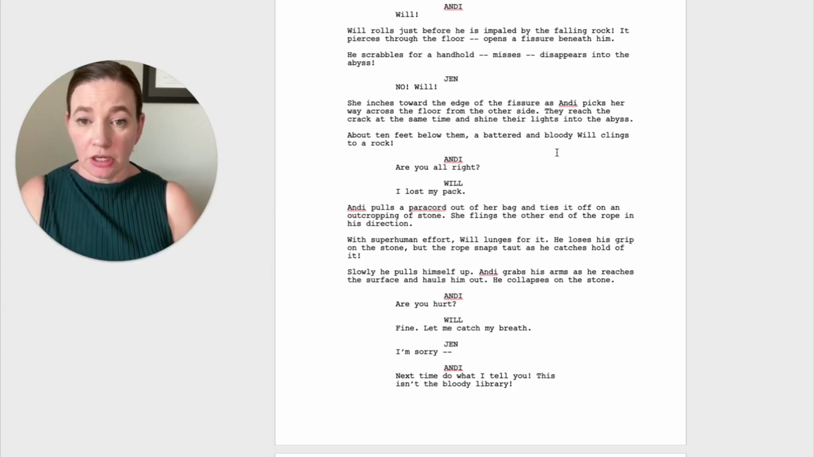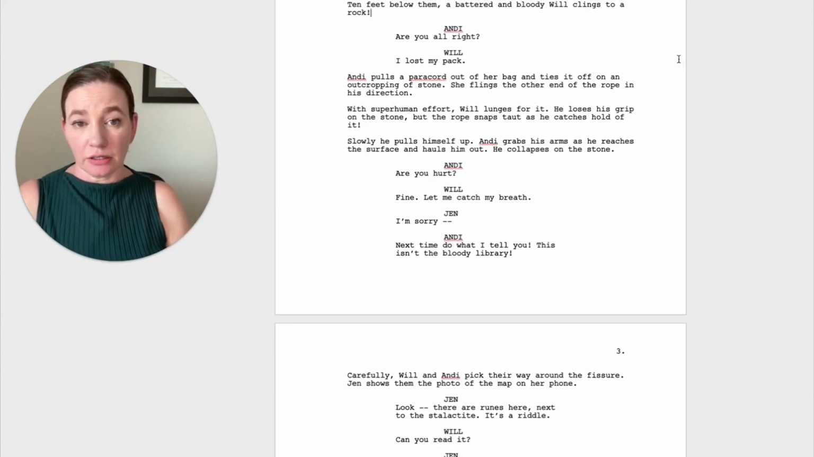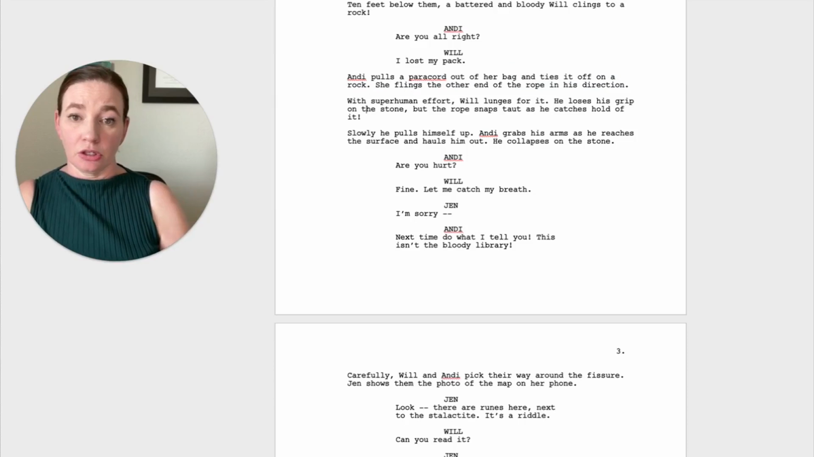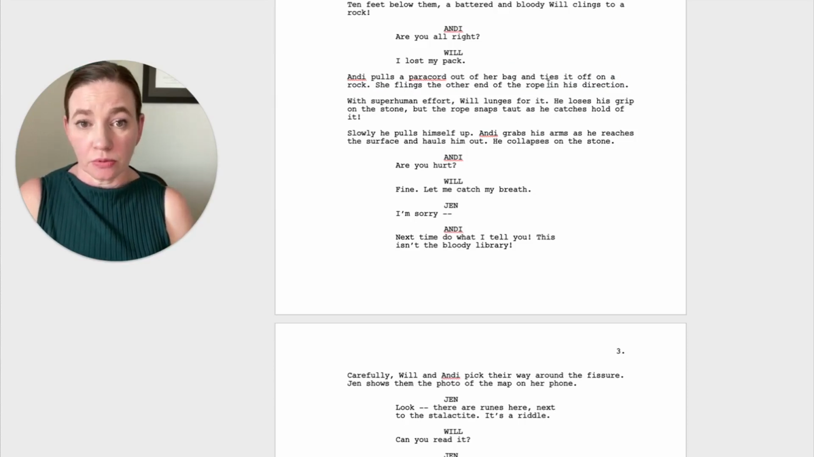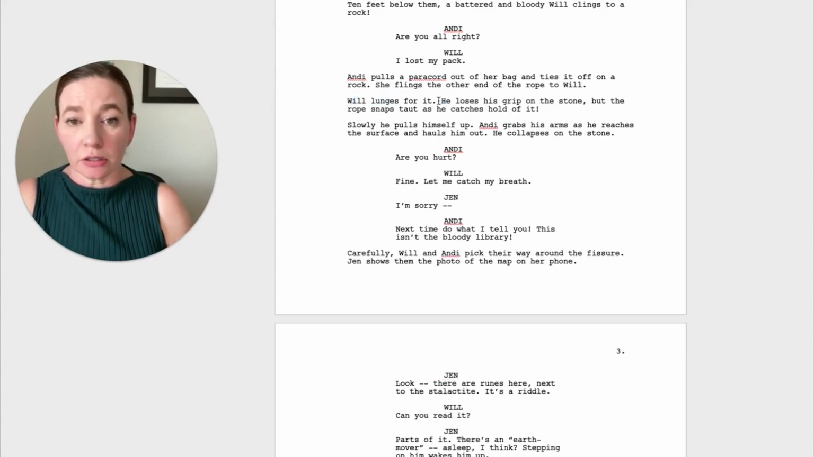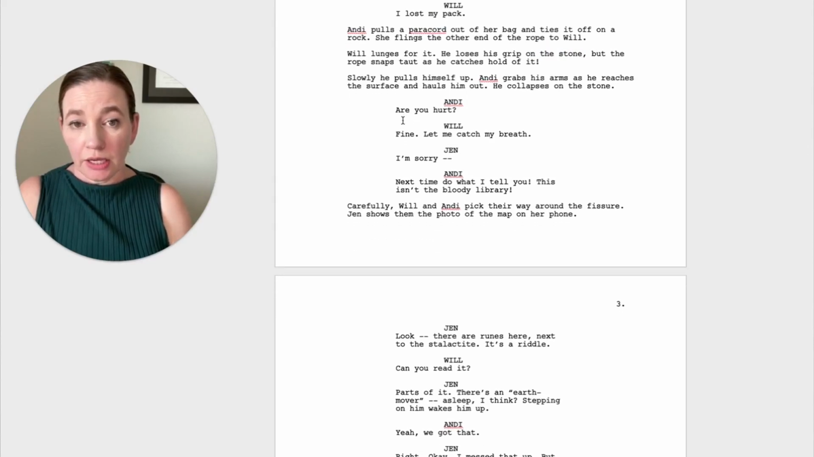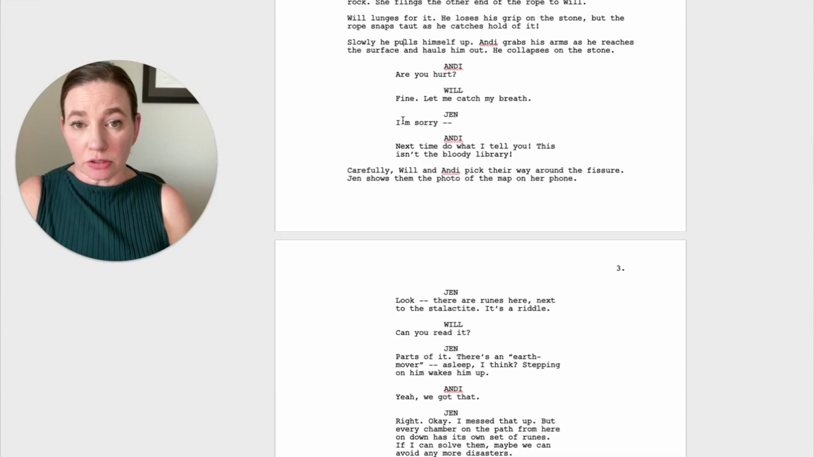Okay, that's pretty good. All right, Andy pulls a paracord out of her bag, ties it off on, how about let's just say on a rock. She flings the other end of the rope to Will. Okay, Will lunges for it. He loses his grip on the stone, but the rope snaps taut as he catches hold of it. Okay, slowly he pulls himself up. Andy grabs his arms as he reaches the surface and hauls him out. He collapses on the stone.